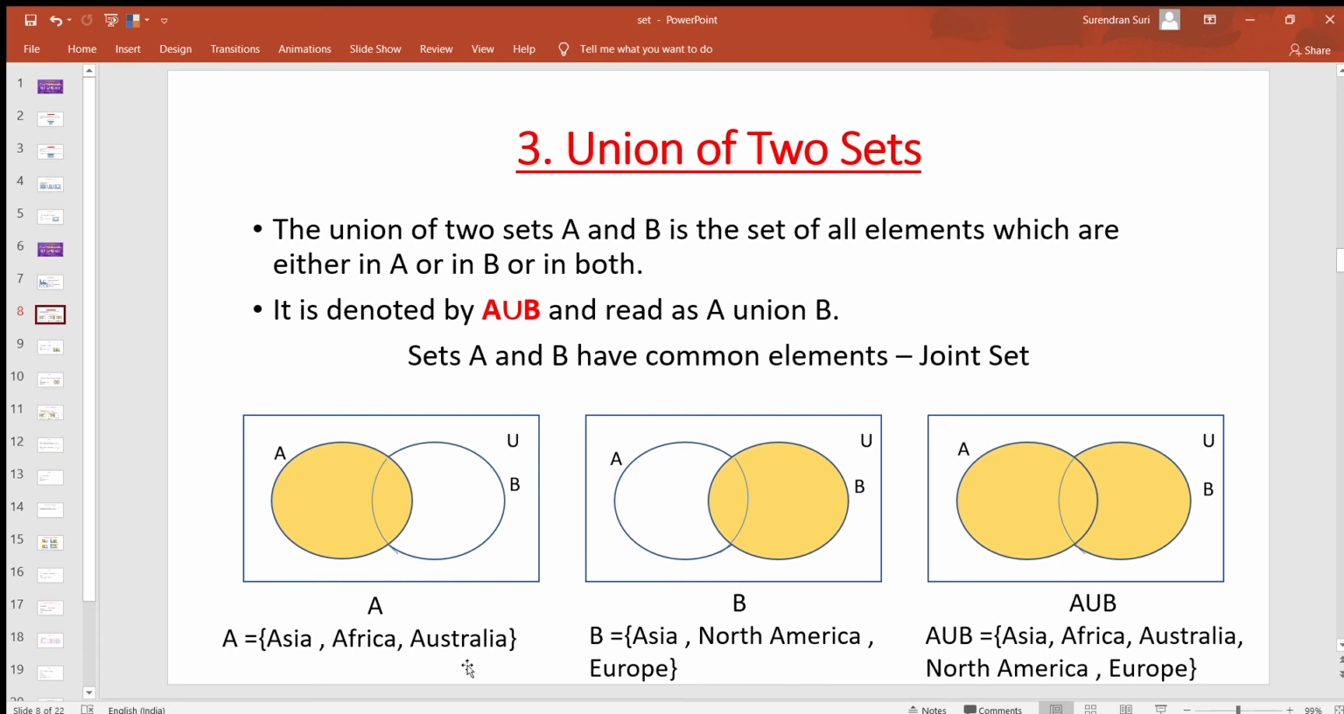Let us understand with another example where set A is equal to the set of Asia, Africa, Australia, and B is equal to the set of Asia, North America, Europe. Two sets A and B are given. If we are asked to find A union B, then it will be the set of Asia, Africa, Australia, North America, Europe. This is how we combine two sets and write it as A union B. Here, Asia is listed only once in the set A union B.